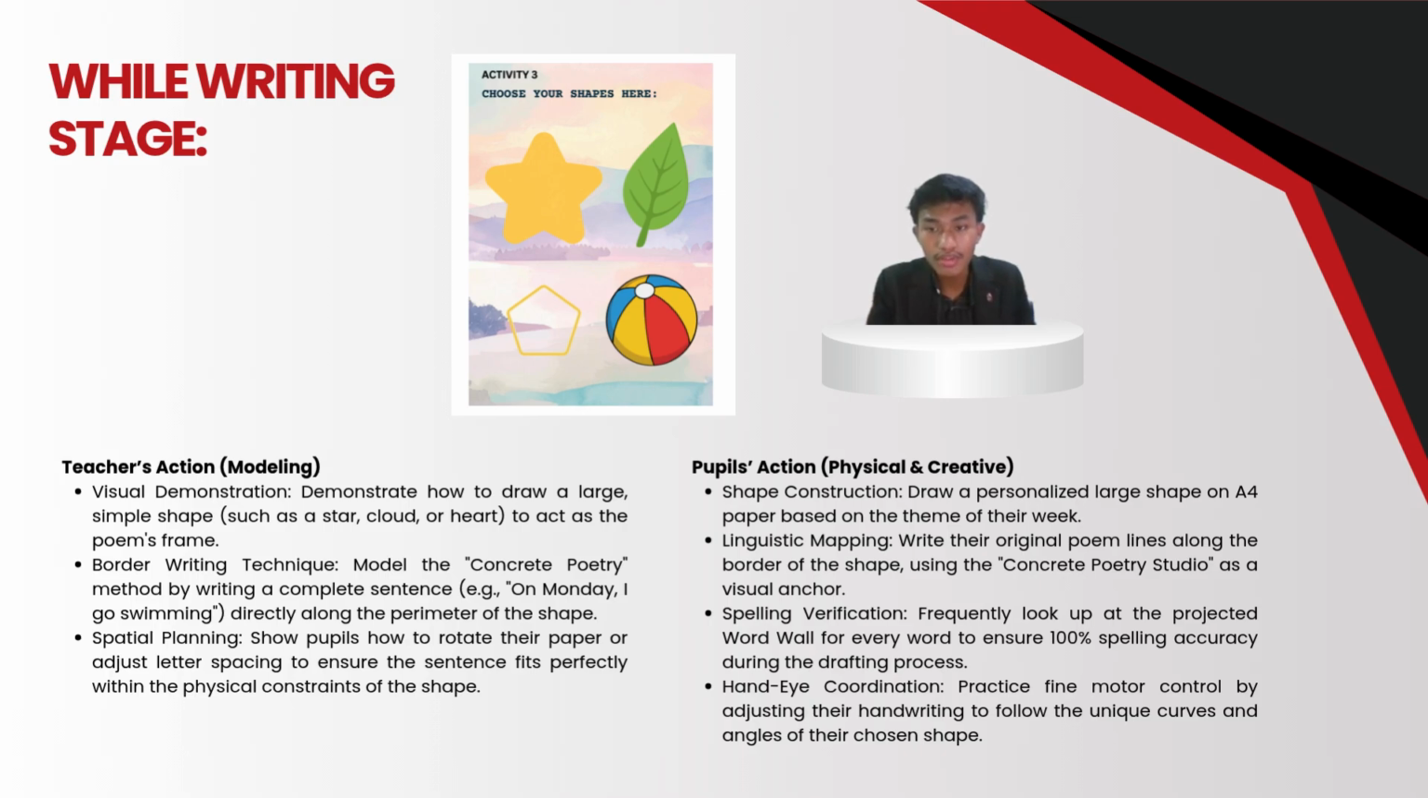Now the pupil section. The first thing is shape construction: draw a personalized large chosen shape on A4 paper based on the theme of their week, or any other shape that they want. Then linguistic mapping: write their original poem lines along the border of the shape, using the concrete poetry studio also as a visual anchor.